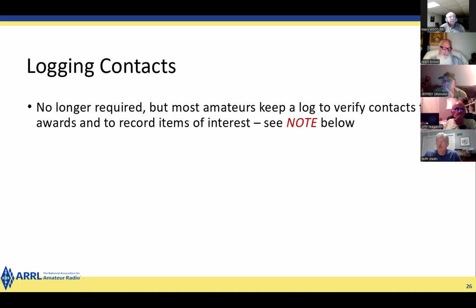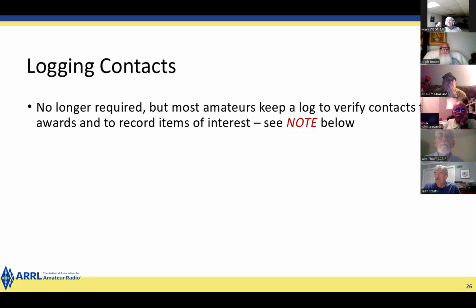Can I ask a question about the nets? Are all nets on repeaters? And is there always a control operator? They're not off of repeaters. We're not talking repeaters here. That's what I'm confused about.